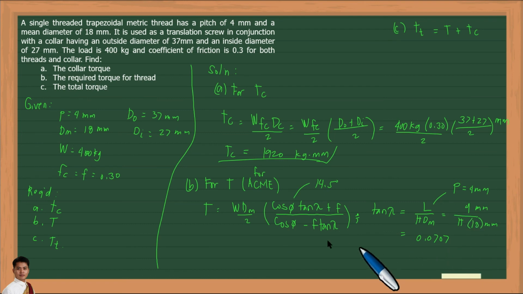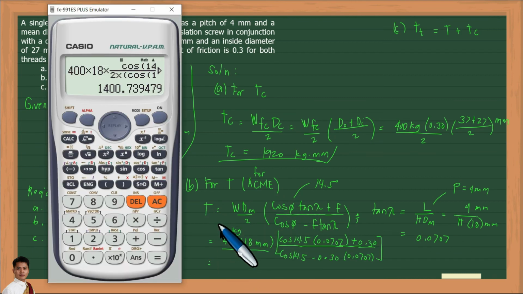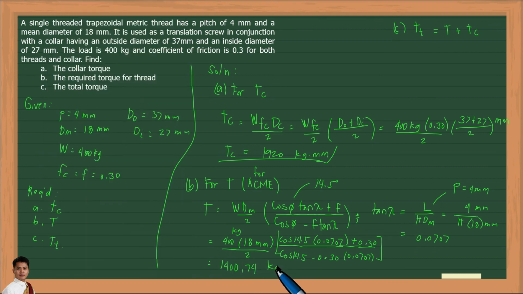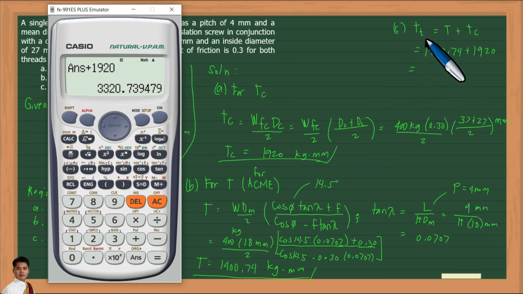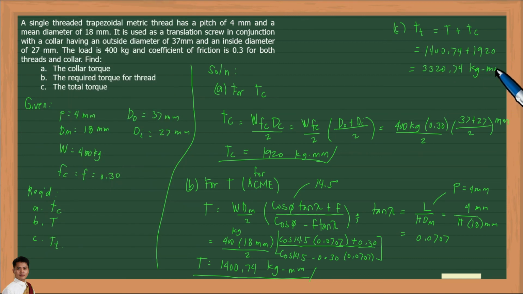Okay, so substitute natin lahat dito sa ating formula for T. So yung torque natin dito sa letter B ay 1,400.74 kilogram millimeter. Then last letter C, so the total torque. So i-add lang natin tong dalawa. Okay, so total torque is equal to 1,400.74 plus 1,920. So this is equal to 3,320.74 kilogram millimeter. So that's all for this video. Thank you for watching.